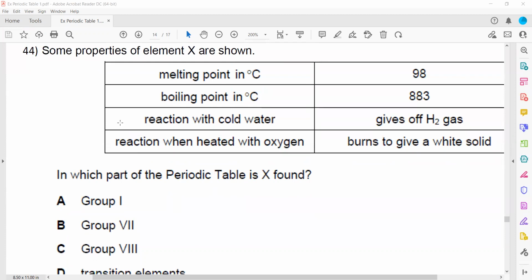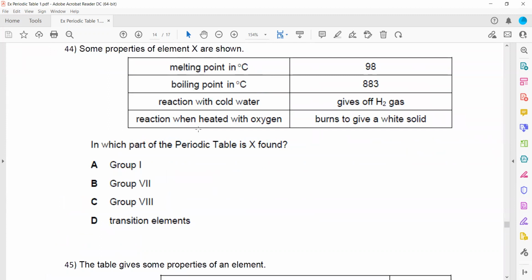Some properties of element X are shown. It has a low melting point. It gives off hydrogen when reacting with cold water, so it gives an idea, and it burns and gives a white solid. So number one, if it is forming a white solid, it cannot be a transition element. If it is reacting, it cannot be group 8. So we are left with group 1 or 7.